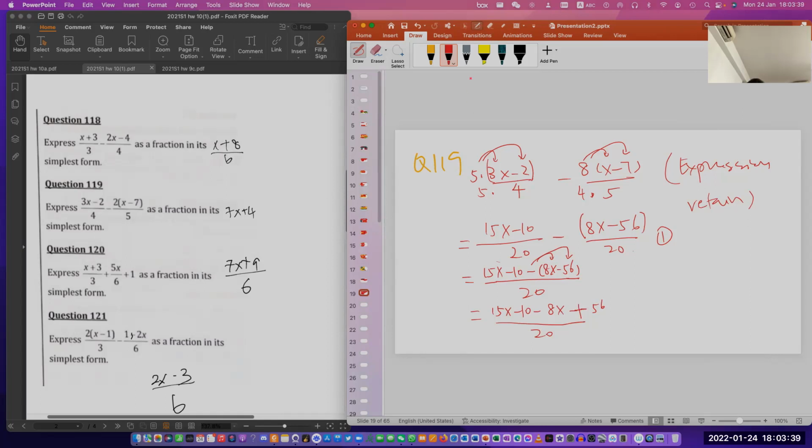Now, what I need to do is combine similar terms. I make use of a highlighter to help me. So 15x minus 8x is 7x. And I let my calculator do this calculation for me. Minus 10 plus 56, the answer is 46. So it's 46 over 20. I don't know how you get minus 66.